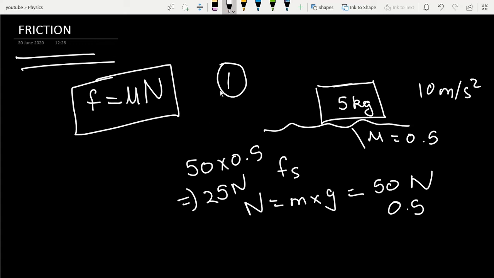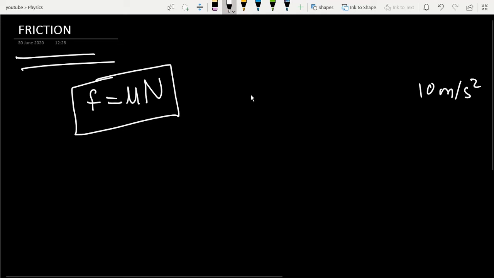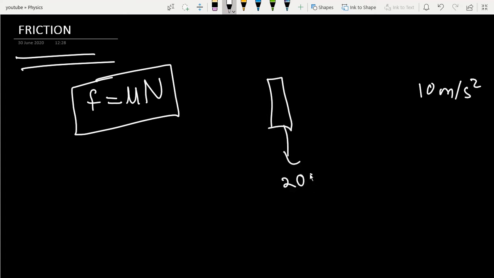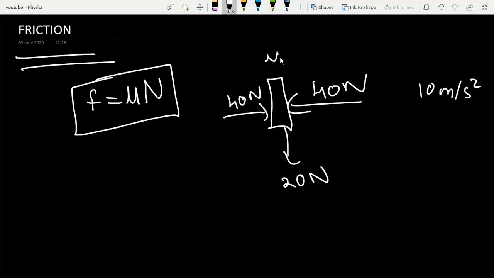Now let's take a difficult example, a bit confusing. The question is, a book has a weight of 20 Newton. So for example, this is a book which has a weight of 20 Newton and is pressed by two hands. These are the two hands. Each hand produces a force of 40 Newton. And the book slowly starts to slide down. Then the question is, find the coefficient of friction.